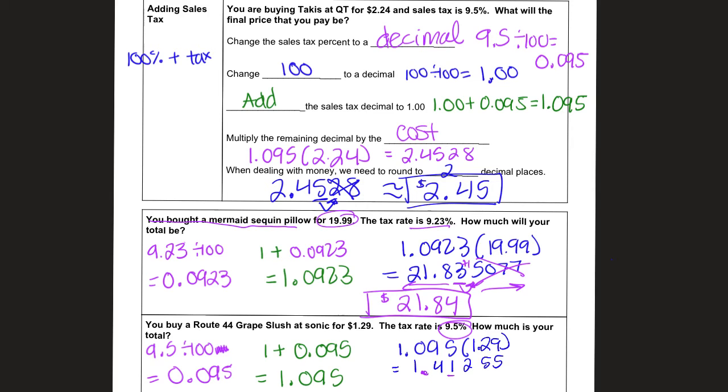The 1 is in my second place. I look next door. 2 is less than 5. So everything to the right goes away. Everything to the left stays the same. So this rounds to $141.41.